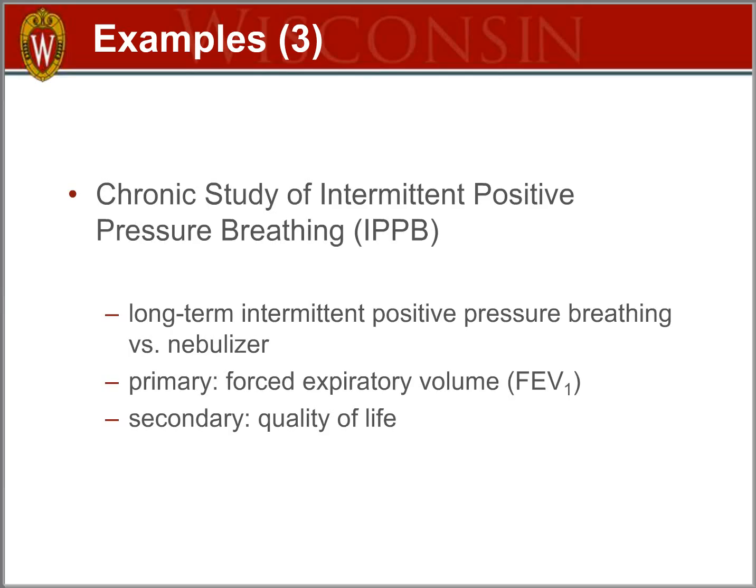Another example is the intermittent positive pressure breathing study, a study of patients with chronic pulmonary disease. This trial examined using a long-term intermittent positive pressure breathing device versus a very simple handheld nebulizer. In this trial, the primary question was whether this device plus bronchodilator would improve the forced expiratory volume in 1 second, a common pulmonary outcome. A secondary question was whether it would improve quality of life of the patients.